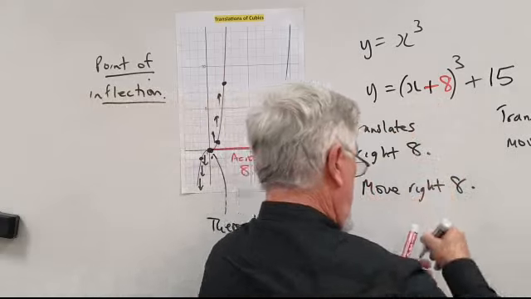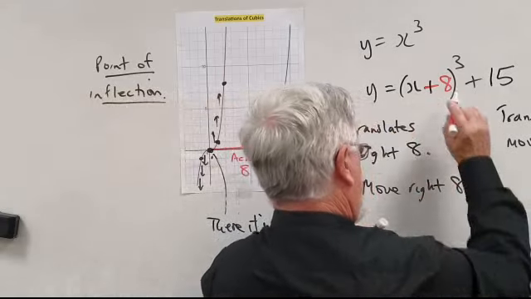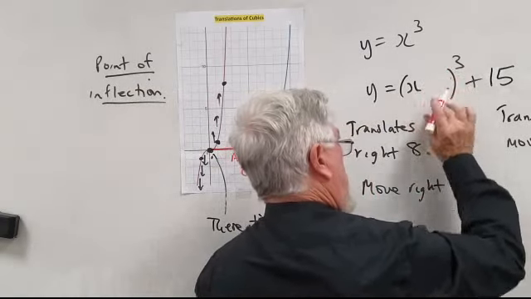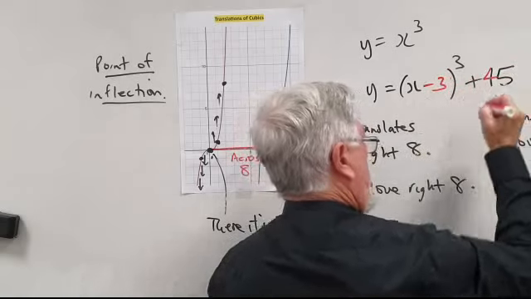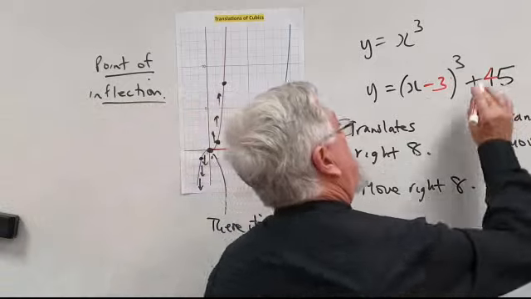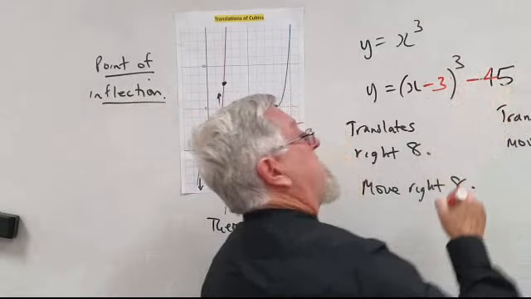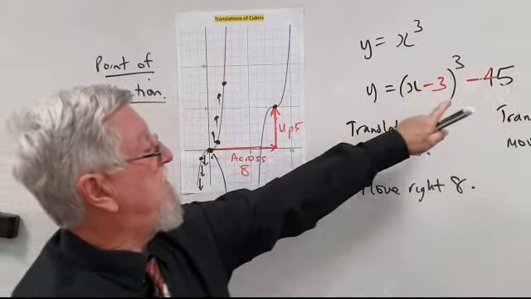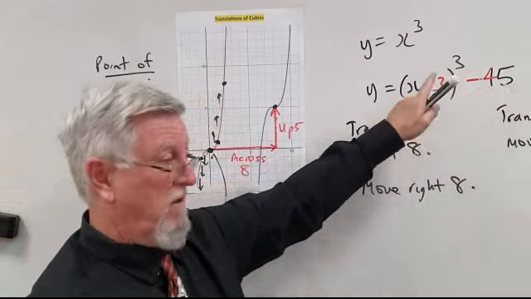If I did this one and made it different numbers, say minus 3 and plus 45, make it a bit weird. Plus 45 goes up 45. Or if I did minus 45, it's gone down 45, and moved right 3. Not left 3, right 3.